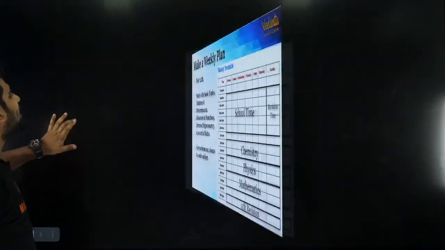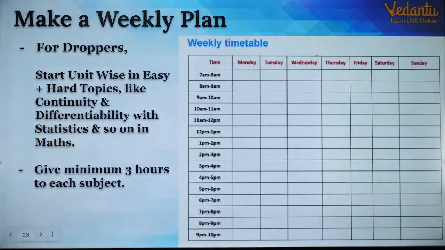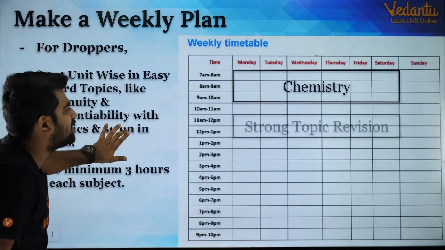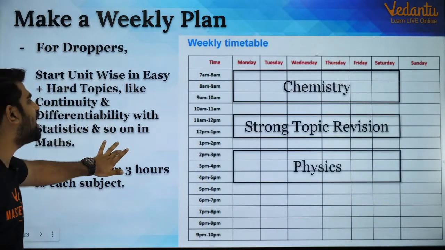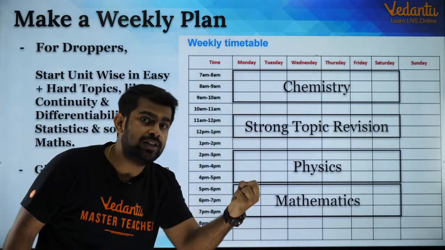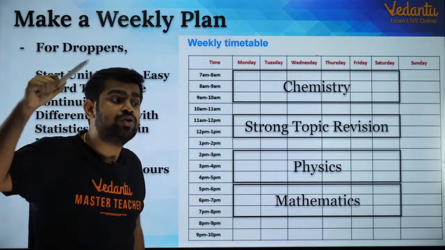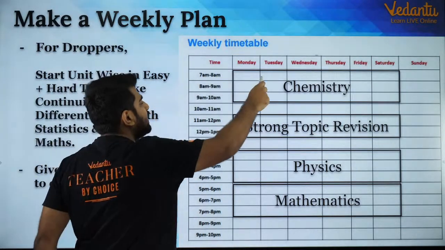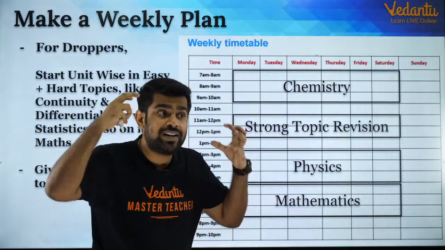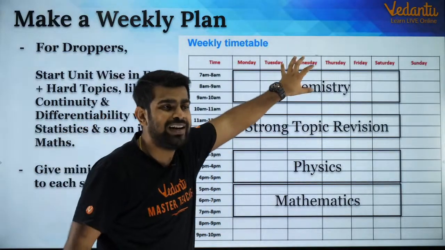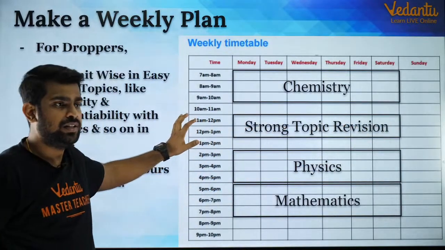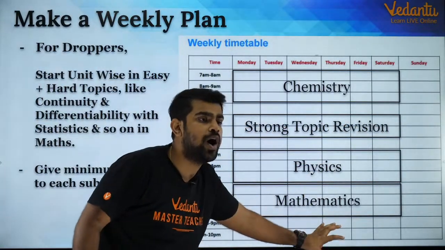Okay, so this is for the 12th. Now this is for the droppers. For droppers, from the morning you can study. You guys are next level. You are very lucky because you have time in your hand, and that is why you took a drop. So use it wisely. Morning, chemistry, because you have to retain information, and in the morning your retention power is very high. So study chemistry in the morning. Then revise strong topics. Then go for physics, then solve maths.